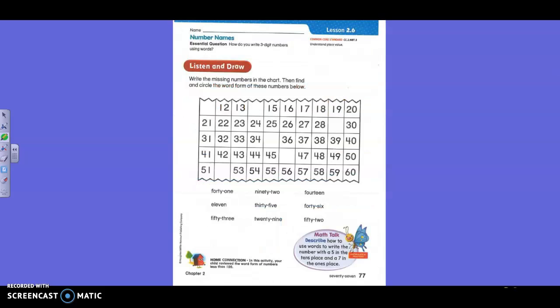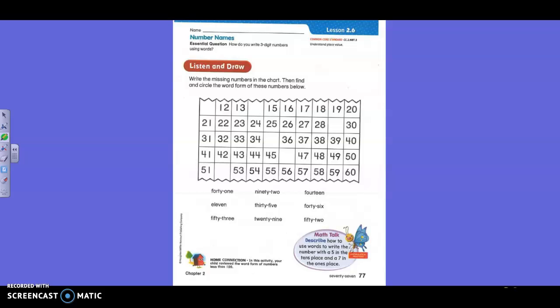So today, boys and girls, we're going to read and write 3-digit numbers in word form. Okay? Before we do that, though, you are going to put the missing numbers into the chart. So it's just like what we just did a minute ago, except with these bigger numbers. You are going to add in the numbers that are missing from this chart. Go ahead and start.